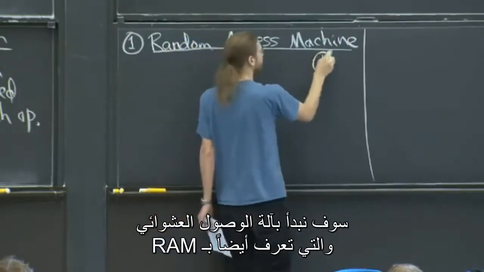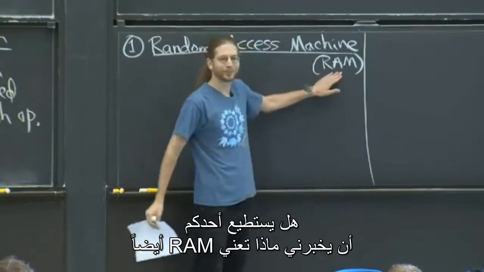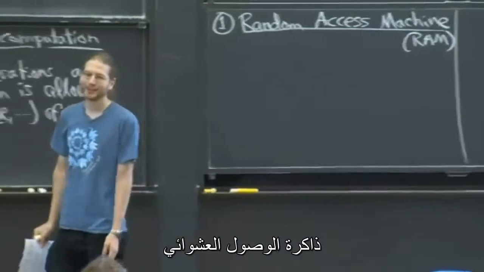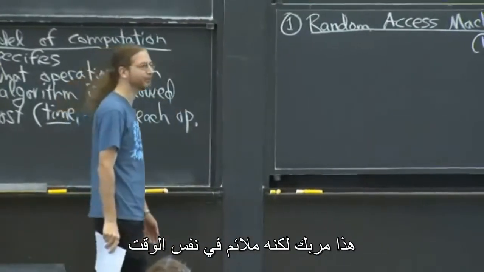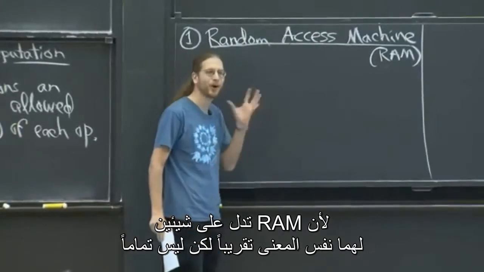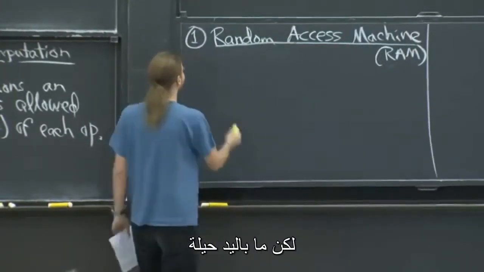Also known as the RAM. Can someone tell me what else RAM stands for? Yeah? Random access memory. So this is both confusing but also convenient because RAM simultaneously stands for two things and they mean almost the same thing but not quite. So I guess that's more confusing than useful, but there you go.